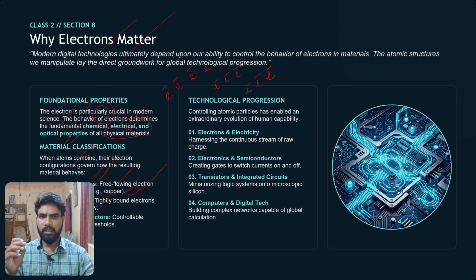Then insulators are there. What are these? They have tightly bound electrons blocking flow. You will not see flow of electrons in insulators. For that reason, they are called insulators. They do not allow the flow of electrons. Why? Free electrons are not there in them. All the electrons are chemically bonded. What is happening in conductors? They have some free electrons, so those free electrons keep on moving. That's why they are called conductors.